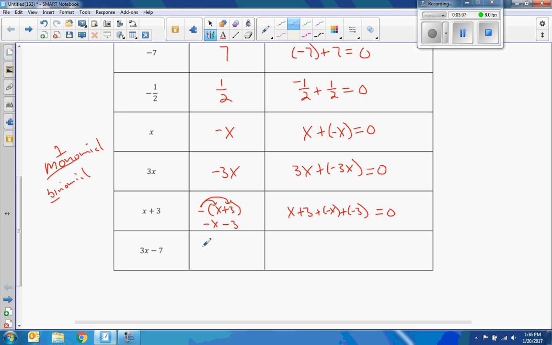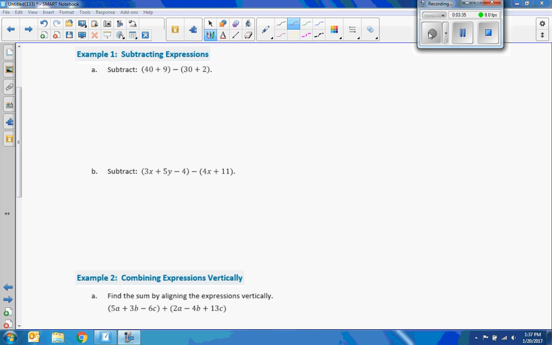3x minus 7, the opposite of 3x is negative 3x, the opposite of minus 7 is plus 7, so then I'd have 3x minus 3x plus 7 plus a negative 7. Okay, I can rearrange these any way I want because addition is commutative. 3x minus 3x is 0. 7 plus a negative 7 is 0. 0 plus 0 is 0. Okay?